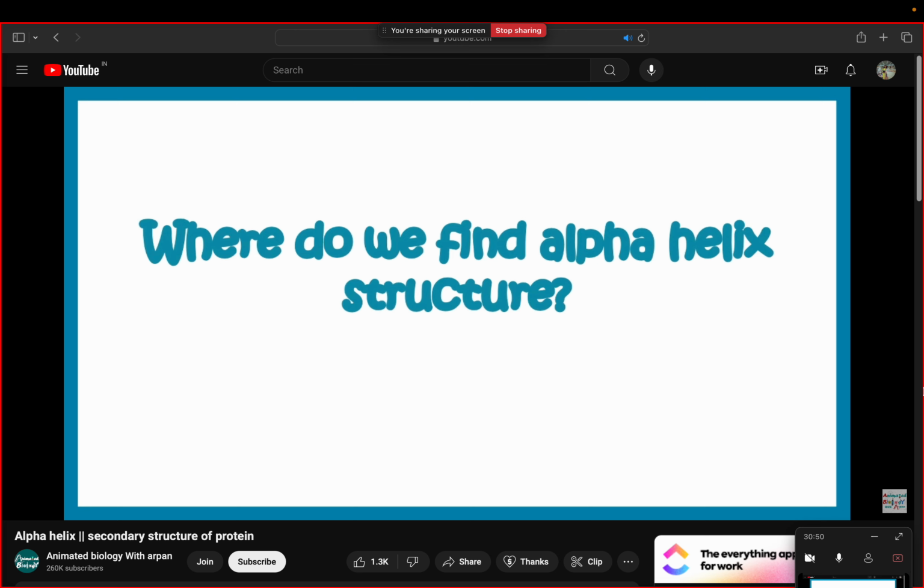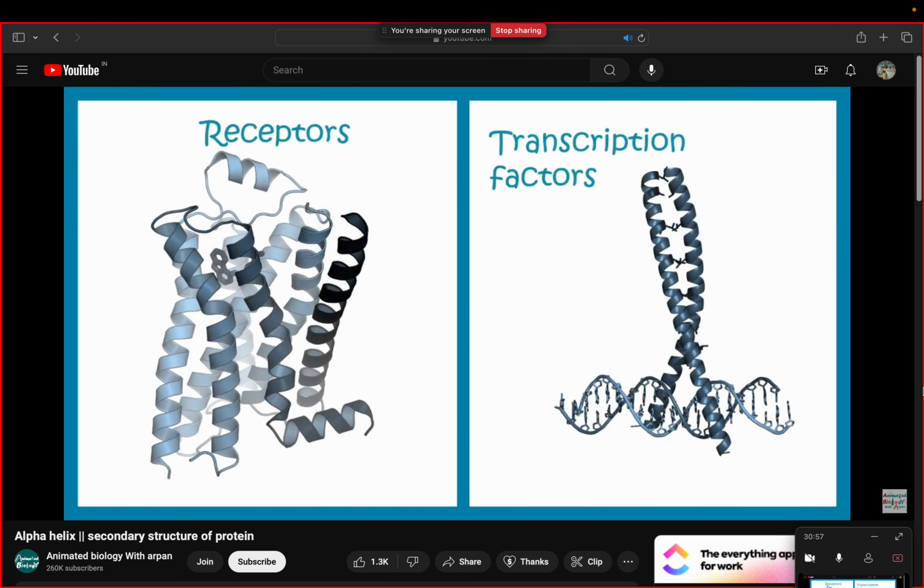First of all, let's try to understand, where do we find alpha helix structures? It can be found in many proteins, such as proteins that are receptors. And a very common example is G protein coupled receptor. It has 7 transmembrane domains, and each transmembrane domain is an alpha helix, spanning 10 to 12 amino acid residues. Many transcription factors, such as those containing the leucine zipper motif, are also examples of alpha helix. So many transcription factors, receptors, ion channels, and many other molecules might have alpha helix conformation.